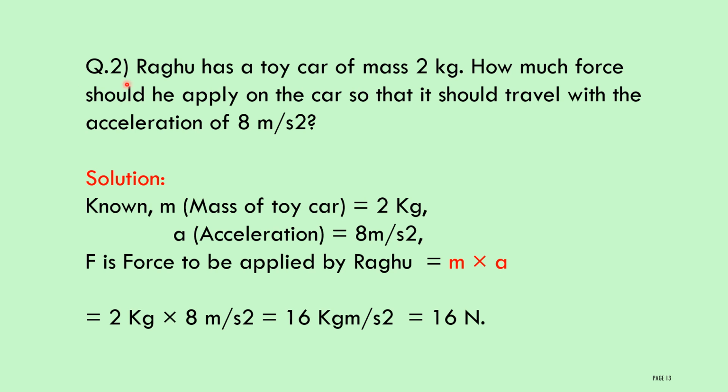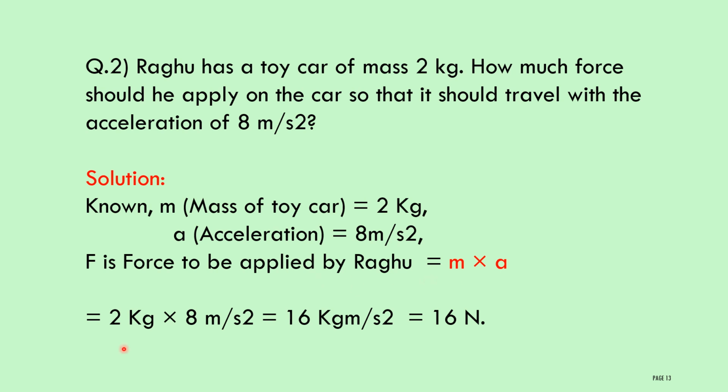Let us consider the next question. Raghu has a toy car of mass 2 kg. How much force should be applied on the car so that it travels with an acceleration of 8 meters per second square? Solution: here they have given the mass of the toy car, 2 kg, and acceleration, 8 meters per second square. Then you know the formula of force, F is equal to m into a.